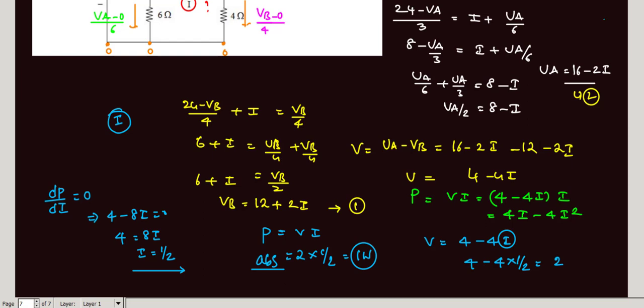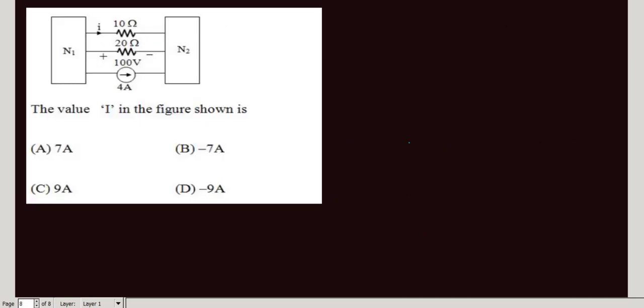Let's see the next question. Two networks are shown, and between the two networks you have a resistance and an independent current source. He asked for the value of I in the figure.